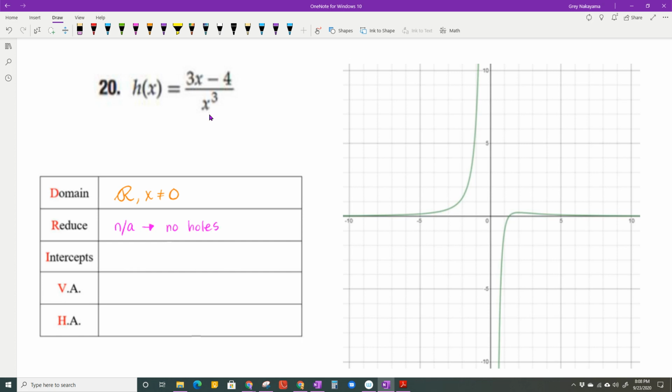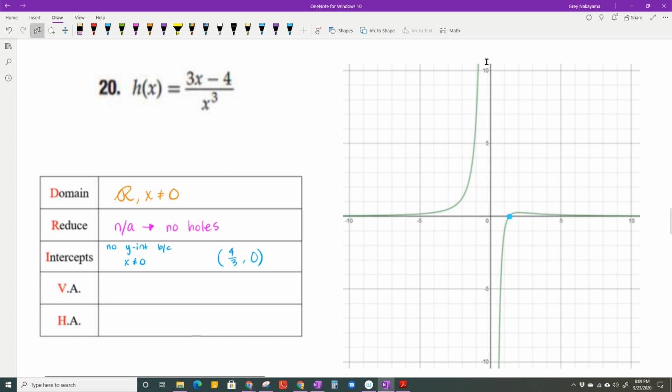My intercepts. Well, I don't have a y-intercept because if I plugged in x equal to 0, wait, my domain said x can't be 0. So that means it doesn't ever cross the y-axis. The other one is to set the top equal to 0. If I set that equal to 0, I'm going to add 4 and divide by 3. So that gives me (4/3, 0). So where is 4/3? Well, it's right there. So we're good. So you would plot that point.